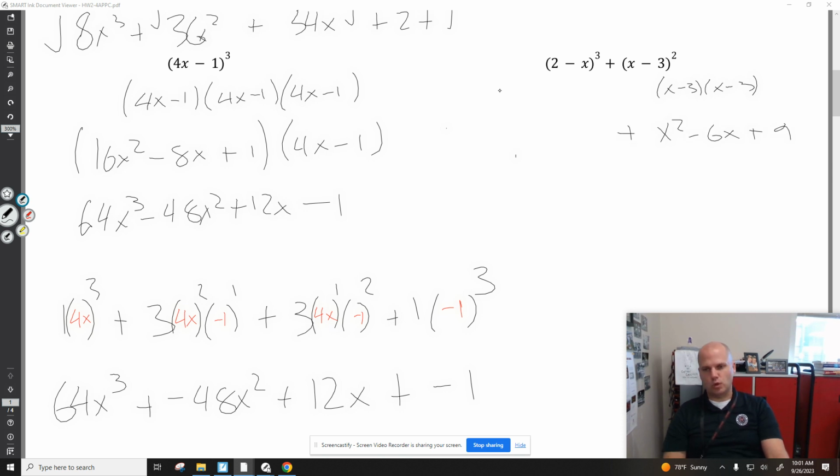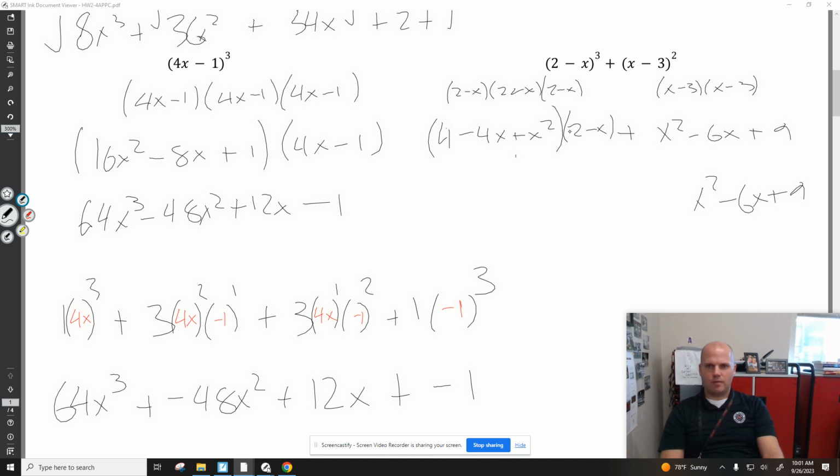2 minus x cubed. You can use the binomial theorem. Let's just brute force this just because I don't have space. I get 4 minus 2x minus 2x plus x squared. And that needs to be multiplied by another 2 minus x. Okay, so I have x squared minus 6x plus 9 here. I'm going to have a negative x cubed. That's my x cubed. I'll have positive 2x squared and positive 4x squared, which is positive 6x squared.